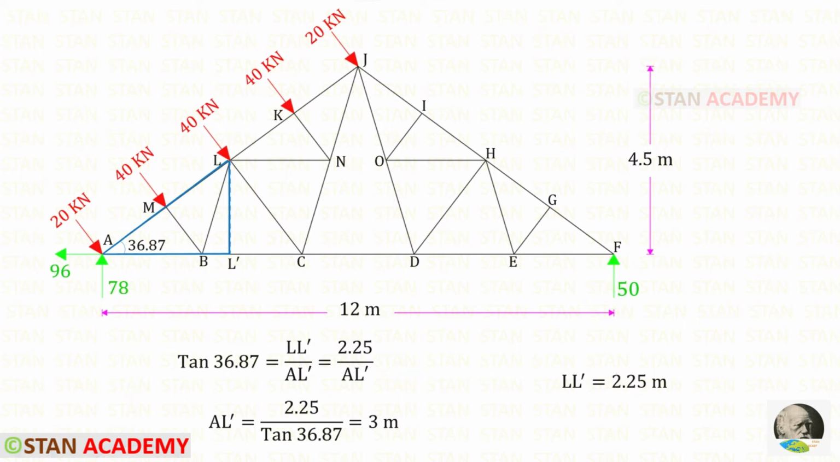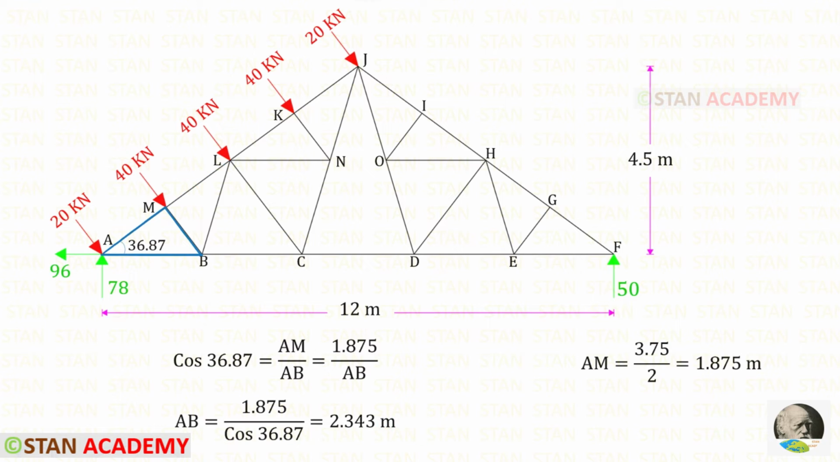Now we can use the tan formula. Using the tan formula, we can find AL dash, which is 3 meter. Now let us take this triangle. We know that here we have 90 degree. In this case, in this triangle, we can apply the trigonometrical formulas. We know the distance of AL 3.75. When we divide that by 2, we can find AM, which is 1.875 meter.